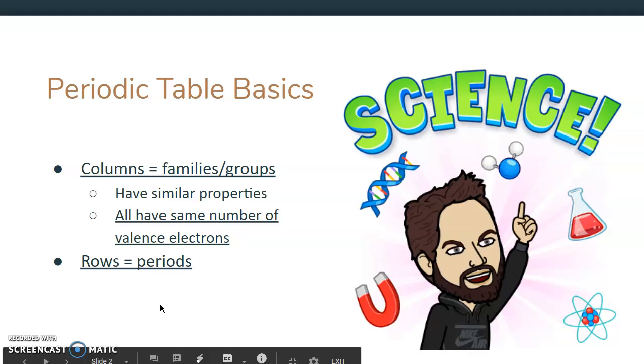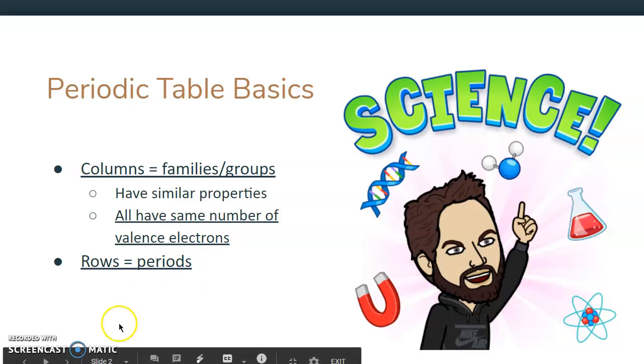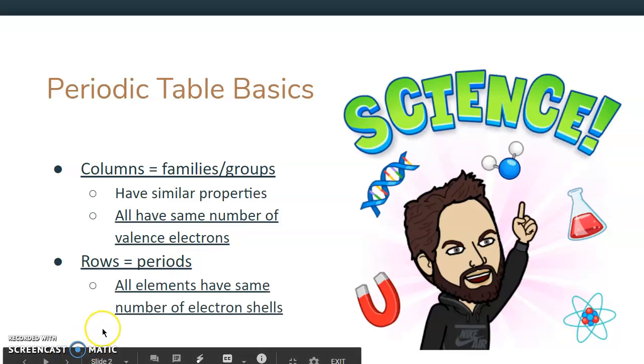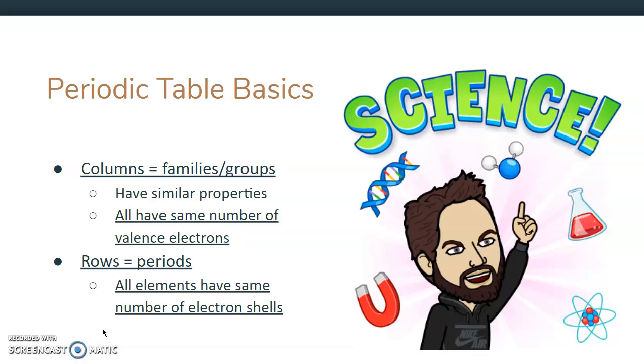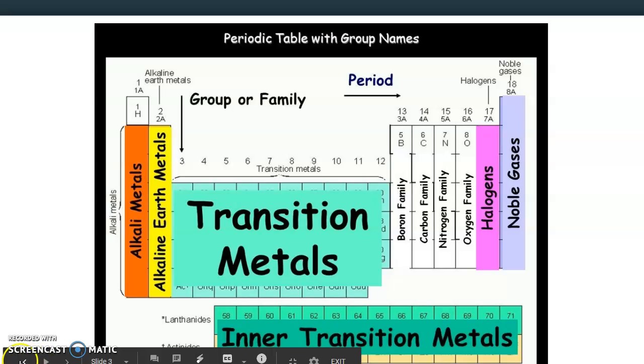The other part of the table is our rows. Those are called our periods. Every element in that period has the same number of electron shells. We'll describe that a little bit more coming up. But the first thing we're going to talk about is groups.